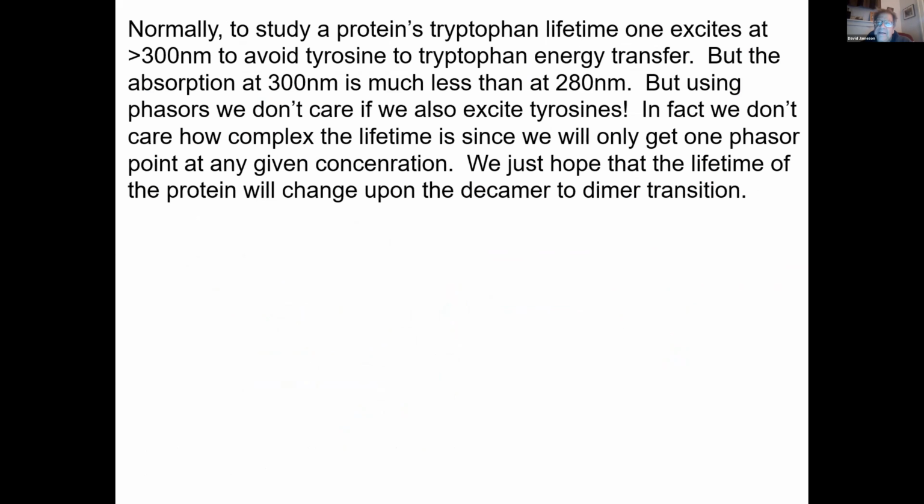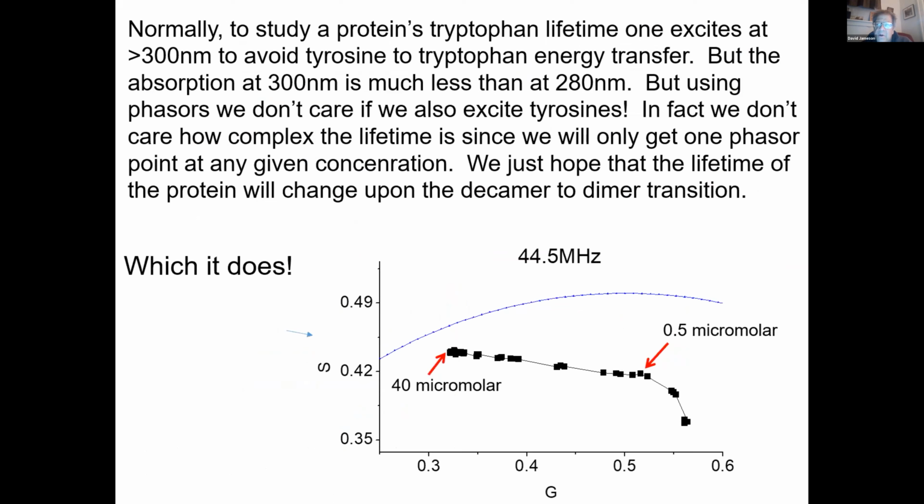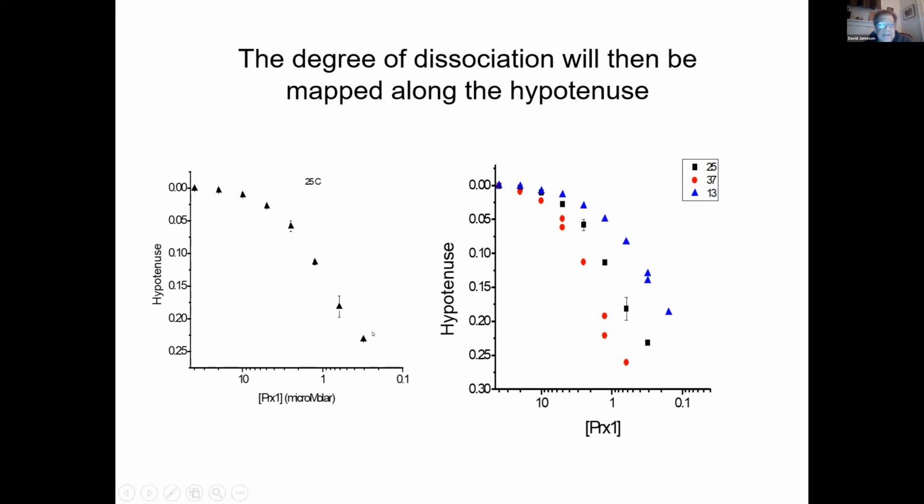You're just hoping that the phasor or the lifetime changes when it goes from decamer to dimer, and it does, okay? And as you dilute it, it goes down and down. And I thought in the beginning this downward curvature was dimer to monomer, but they tell me this is not the case. They've got cleaner buffers and it goes straight out. But look at this. You're just following the dissociation easily, and this just takes minutes to do. You measure phasor, dilute, measure phasors, dilute, measure phasors, dilute, and you get these degrees of dissociation match, and it's easy to change temperature. So it's really a nice method.